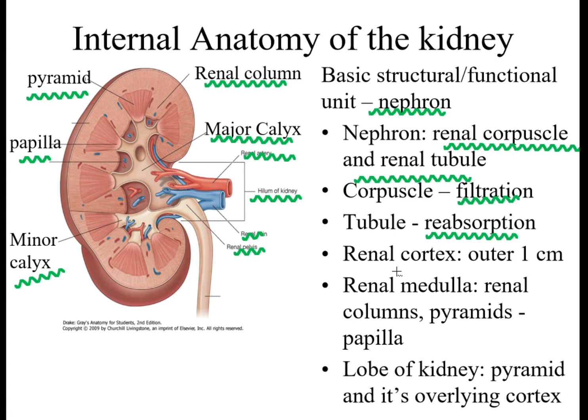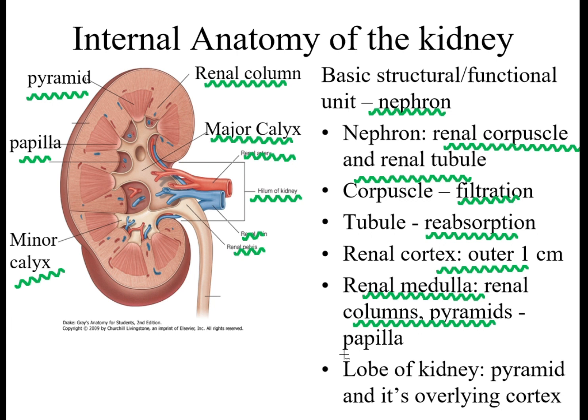The renal cortex is the outer part, about 1 centimeter, called the renal cortex. Then the renal medulla. What is the renal medulla? It consists of the renal columns and pyramid shapes, and forms the papilla.